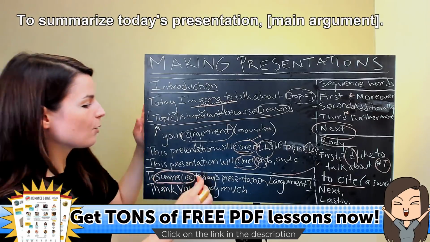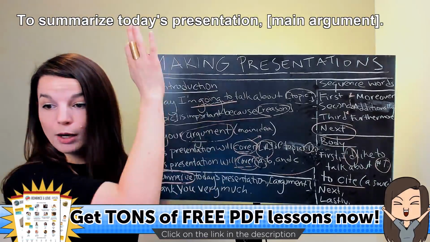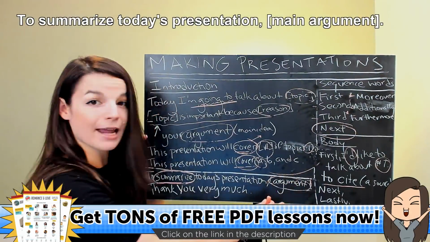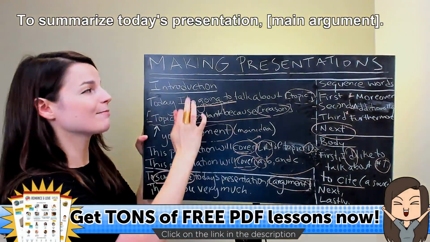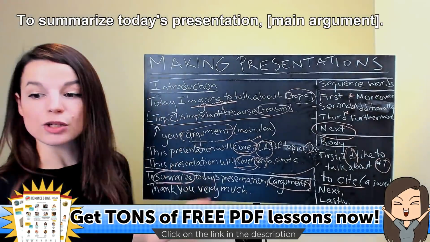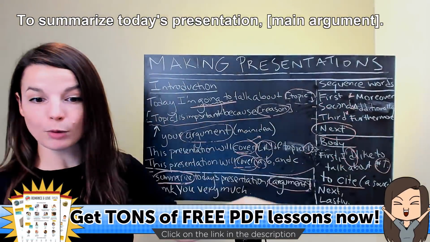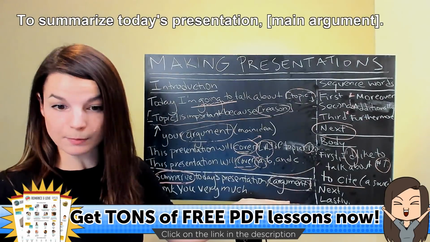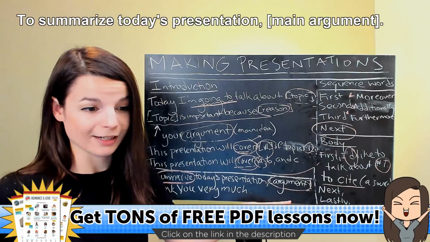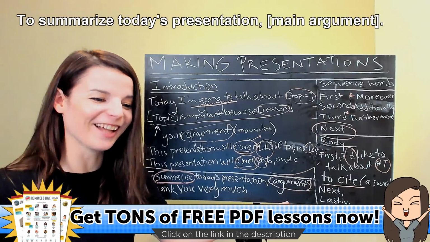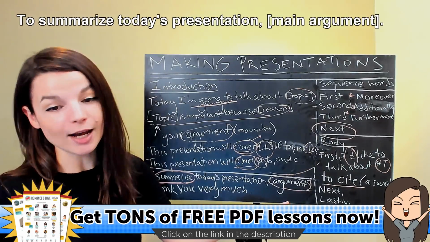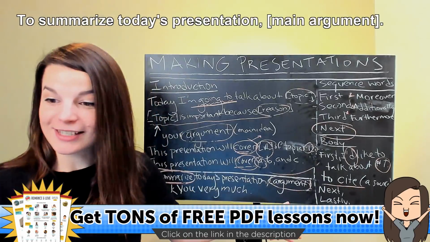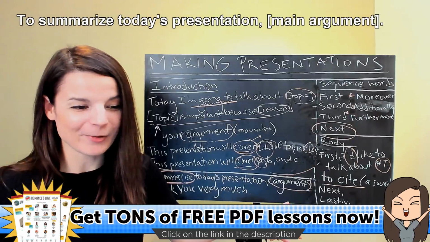So to summarize today's presentation, your main argument. Remember, your main argument is your main idea. The idea you talked about in the introduction, the idea you supported in your body, and remind your audience again. So to summarize something, you need to summarize your argument here. Not samurai, summarize. That's pretty good though. Not samurai, summarize. Okay, yes, to summarize is shorten.